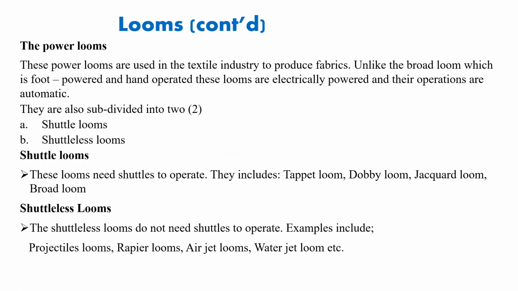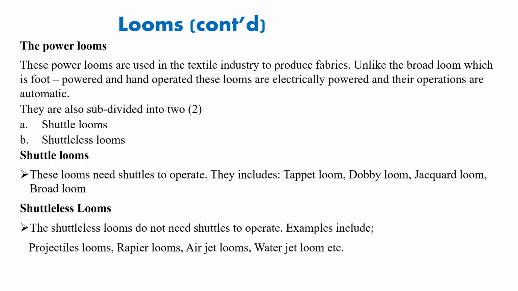So the power looms, what are the power looms? These power looms are used in the textile industry to produce fabrics. Unlike the broad loom, which is foot powered and hand operated, these looms are electrically powered and their operations are automatic. So the power looms are operated by electricity in simple terms. And they are subdivided into two: the shuttle looms and the shuttleless looms.